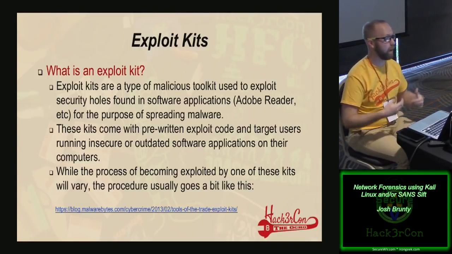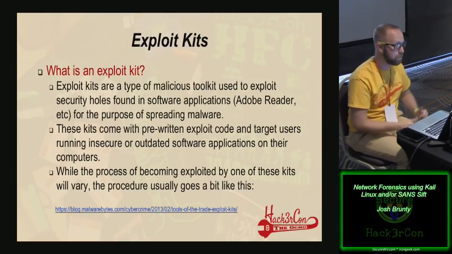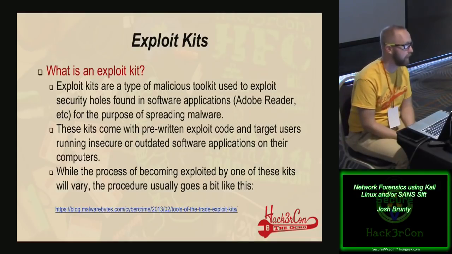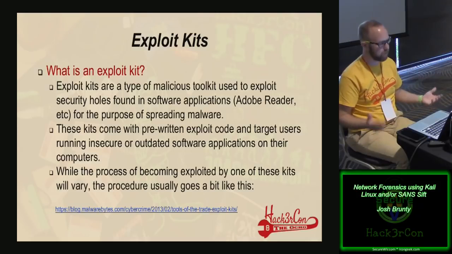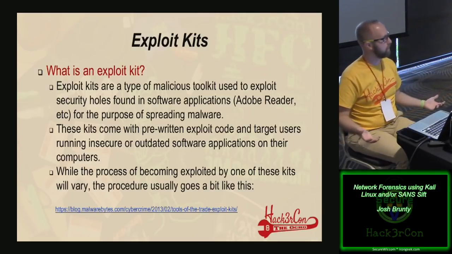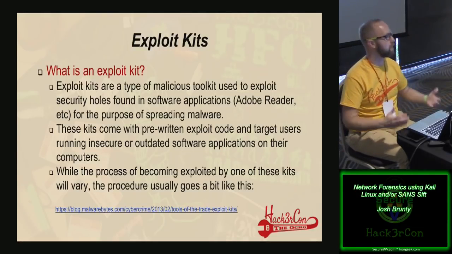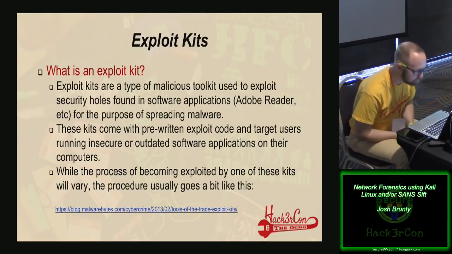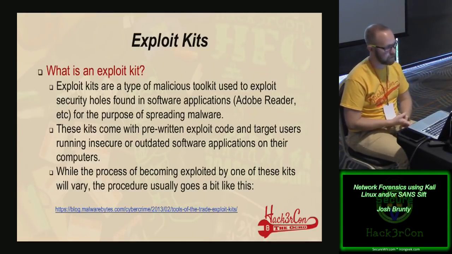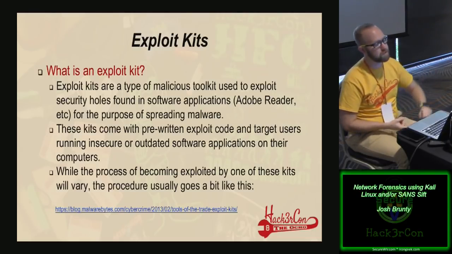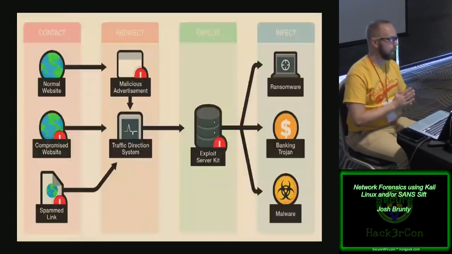So for example, a lot of the ransomware stuff that we saw hit us pretty heavily last year came through as an exploit kit. So what I thought, putting this together last year and this year, is, okay, let's see what this looks like on the wire. For those of us that are trying to stop this, it's important for us to know what this looks like under the hood. So they basically target outdated software applications. That's obvious. And while in the process of becoming exploited by one of these kits, they'll vary, but they usually go a lot like this.